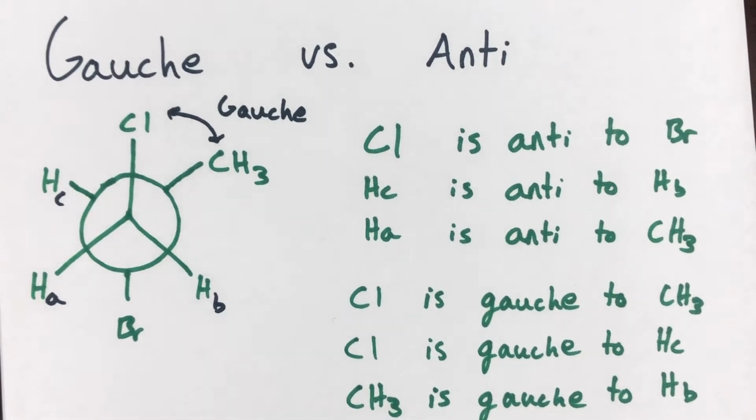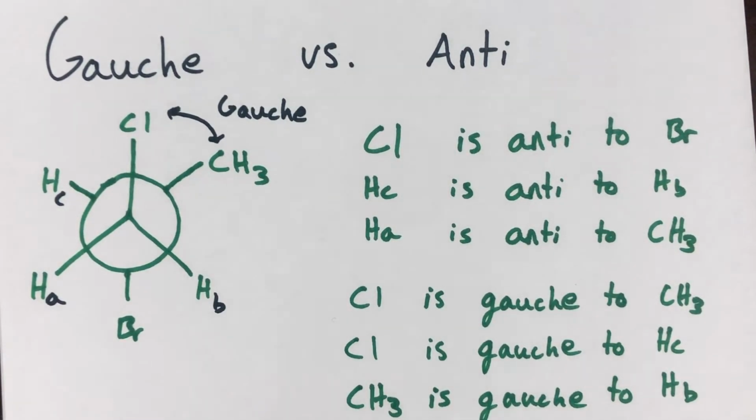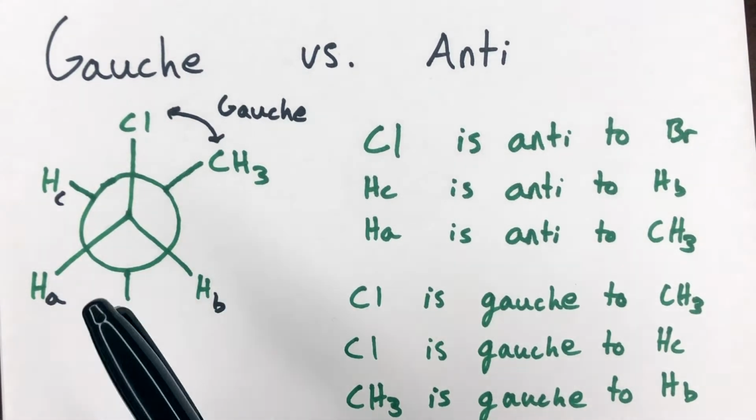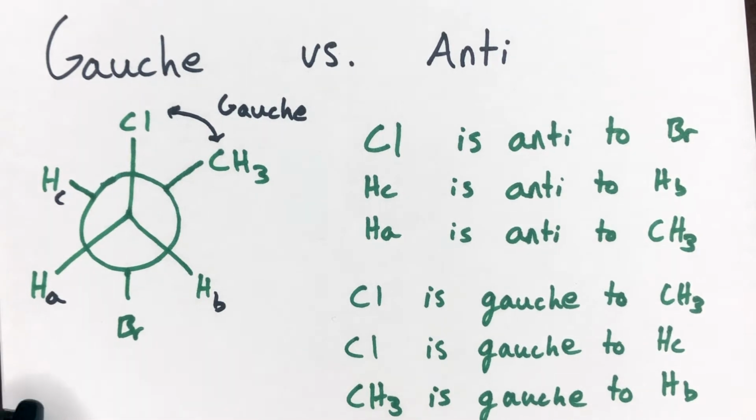Now, the other term that you need to know in terms of these staggered structures is anti. Anti is when you have two groups bound to different carbons that are 180 degrees away from each other, instead of this closer 60 degrees in the case of gauche interactions. So this chlorine is anti to the bromine because it is across from it, 180 degrees away. HC is also anti to HB, HA is also anti to the methyl group, and vice versa.